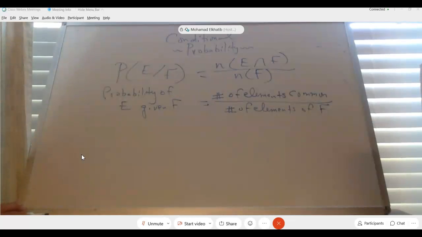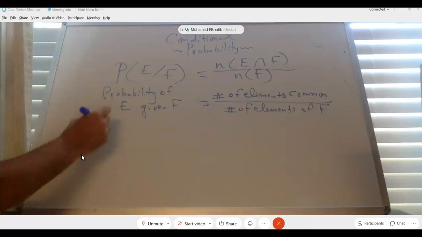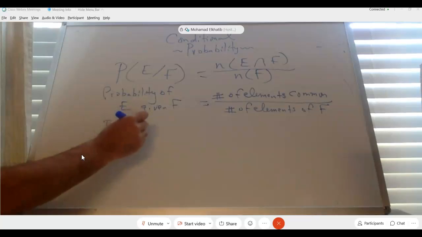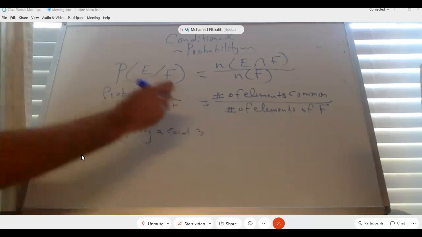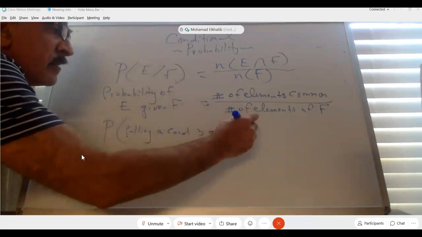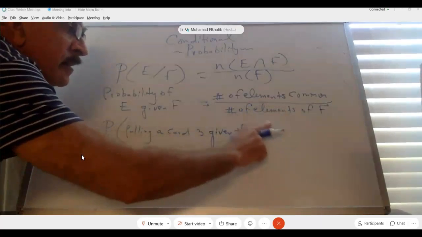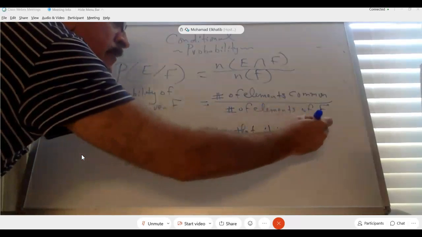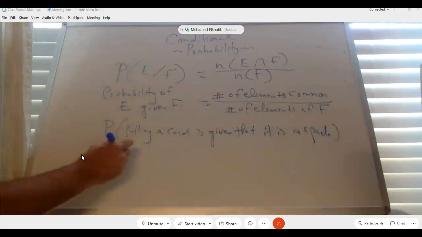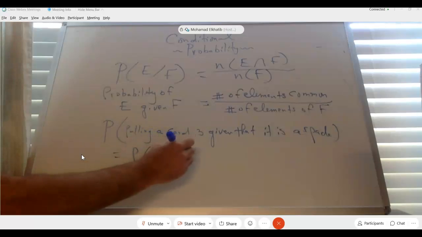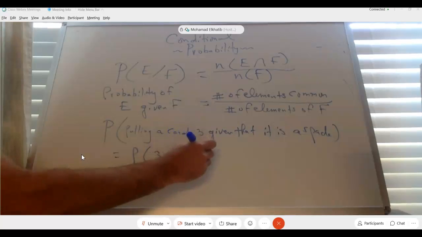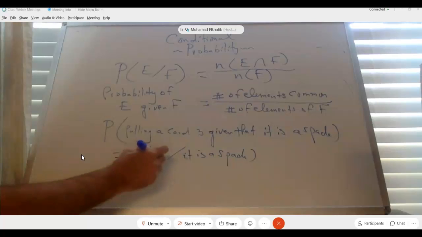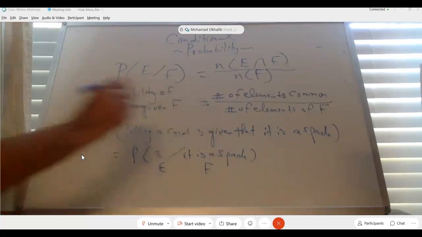So this is called conditional probability. Let me give you an easy example of what this is all about before I start giving you more examples. Let's say I have a deck of cards, and I ask what's the probability of pulling the card 3, given that it is a spade. The way you write this is: E is the 3, event E, and spade is event F.